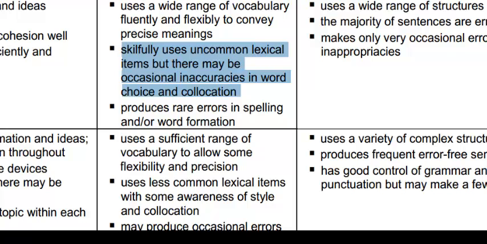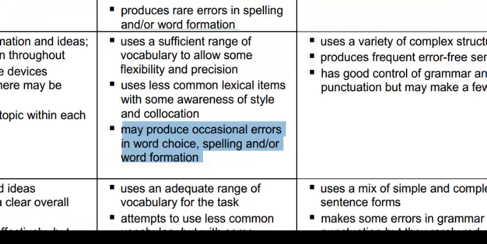Also, from band score 6 through 7 to 8, there's an increased accuracy in spelling and word formation. You can see in band score 8 produces rare errors in spelling and or word formation, whereas in band score 7 may produce occasional errors in word choice, spelling and or word formation.